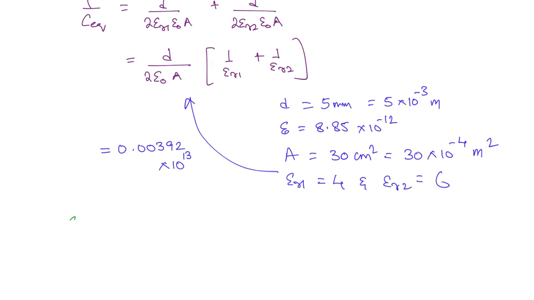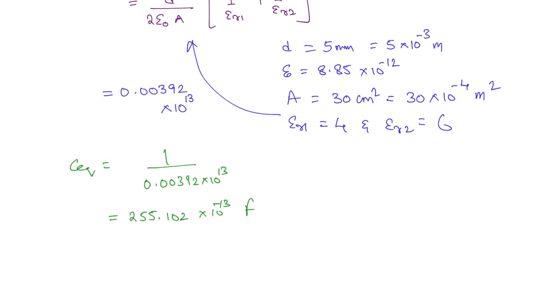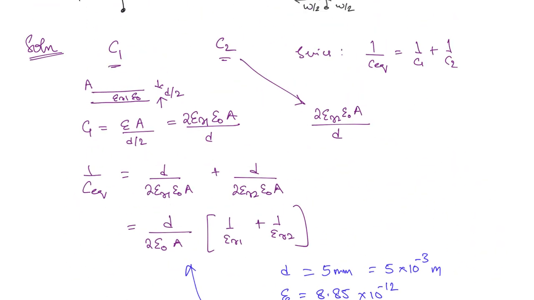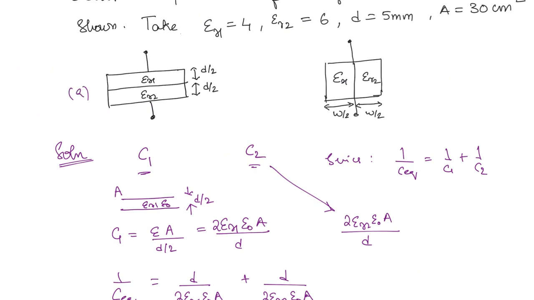So from here C equivalent is equal to 1 by 0.00392 into 10 to the power 13. This you are going to get 255.102 into 10 to the power minus 13. The unit of capacitance is farad. If you want, you can write it in picofarad, which is 10 to the power minus 12. So this you can write as 25.51 picofarad. So this is the first part. If you take this as A and this as B, this was the first one.